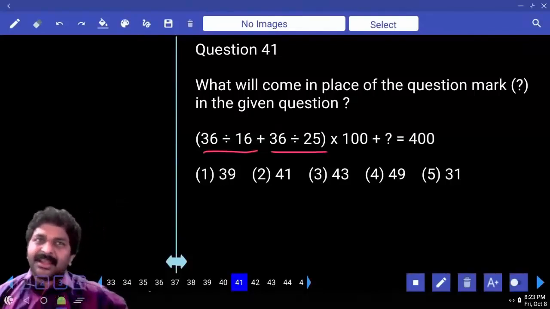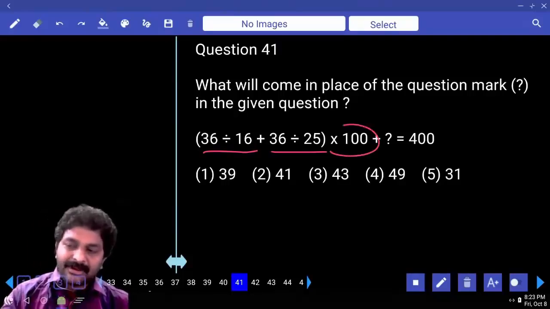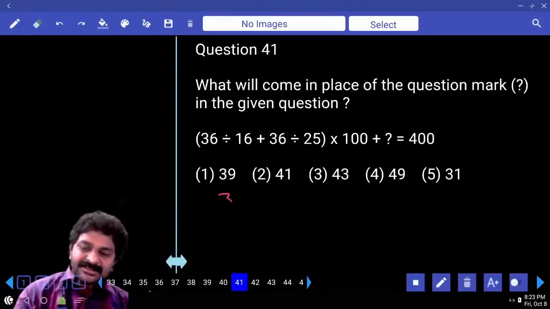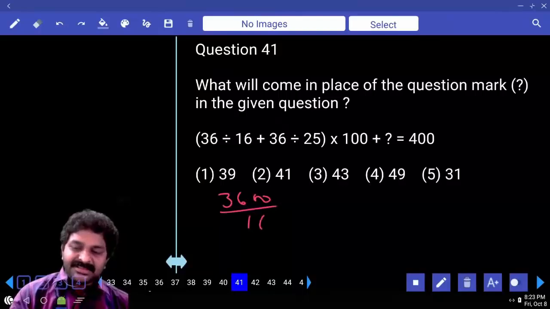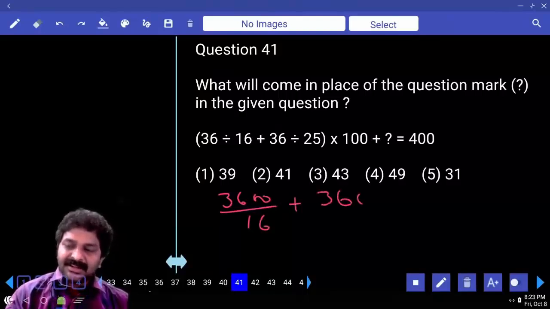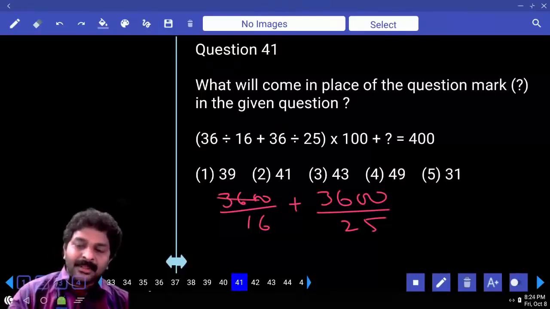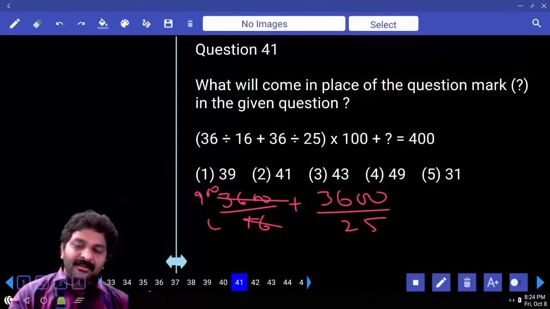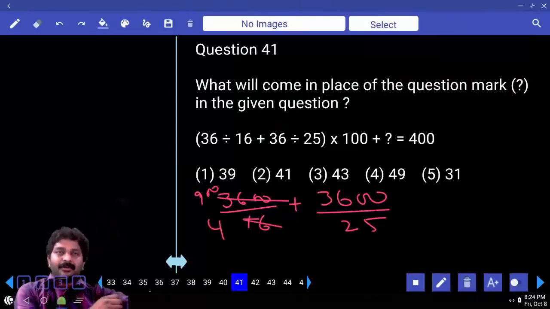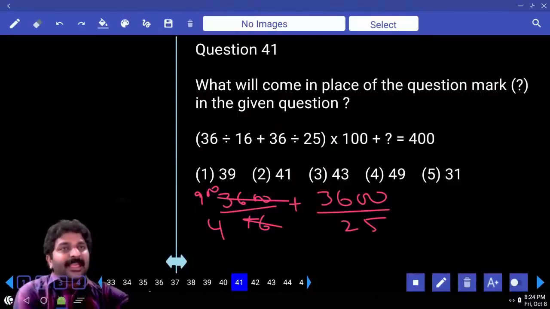So simplification may take time, but apart from that you have into 100. So let us write it as 3600 divided by 16 plus 3600 divided by 25. Is that okay for you? Come on. Cancellation with 4, 900, and here 4. 900 by 4. Half and half of the number. What is half of 900? 450. Again half?